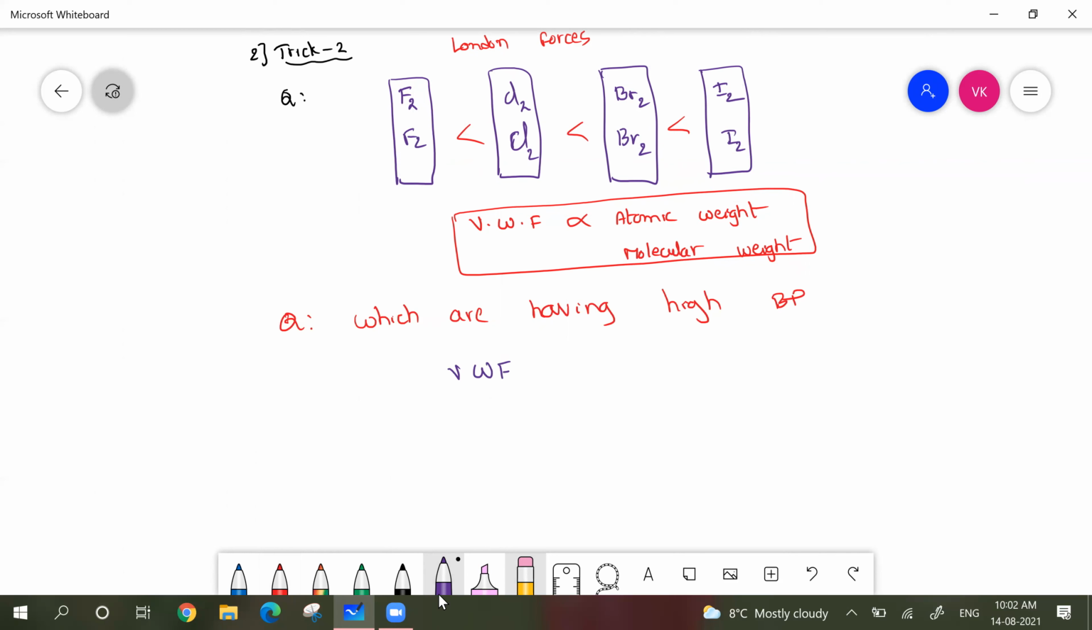Whenever there are strong forces of interactions, to break the bond, we need to give more energy. That means they need more boiling temperature. So always remember, if van der Waals forces increase, boiling point also increases. So in this case, which is having more boiling point? Iodine. The reason we know, this is gas, this is liquid, this is solid.